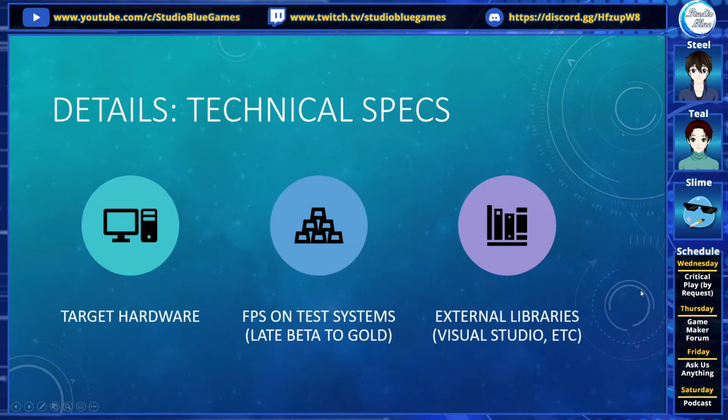Because right here, the FPS on the test systems, late beta to gold. So when you're in your late beta phase and you're testing it, whether it be on Human's RPG Maker test server, highly recommend you go there. That is the server to get people to test your game. And when you get into that late beta phase and people are testing your game, you can ask them, hey, what was your FPS?